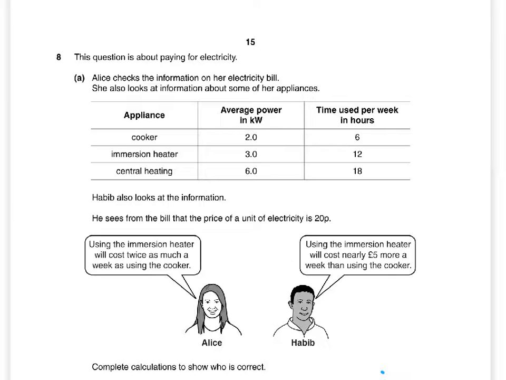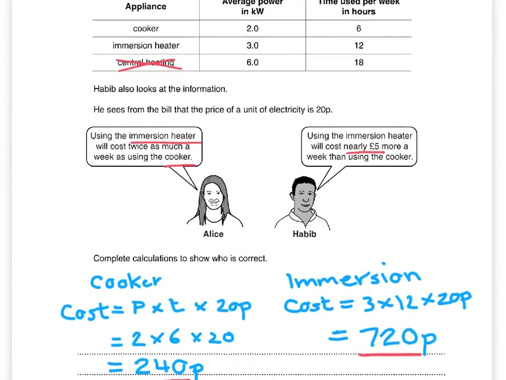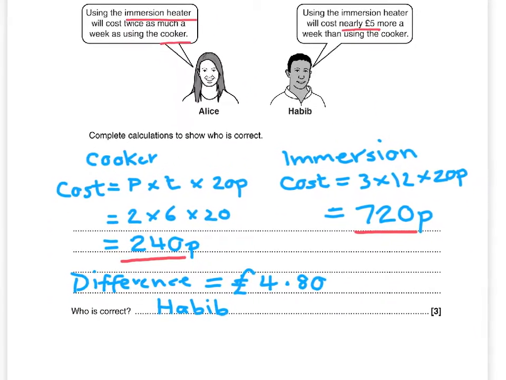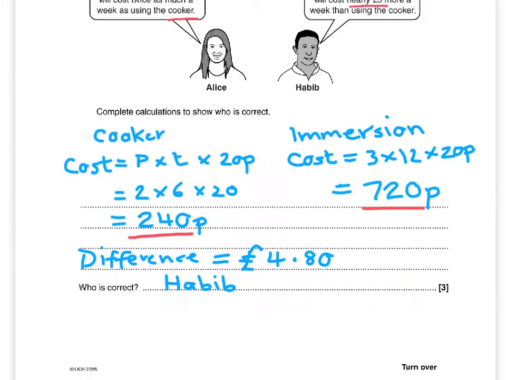Alice says using the immersion heater will cost twice as much as using the cooker. So quickly, we're talking about the immersion heater and the cooker. It's important to note that at the moment, central heating has not been mentioned. Habib says using the immersion heater will cost nearly £5 more a week than using the cooker. So they're making different claims about how much more the immersion heater will cost compared to using the cooker. Scrolling down, it says complete calculations to show who is correct.